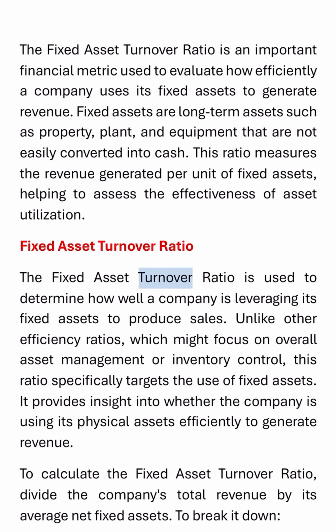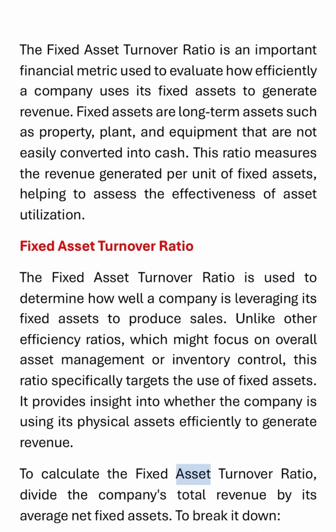The fixed asset turnover ratio is used to determine how well a company is leveraging its fixed assets to produce sales. Unlike other efficiency ratios, which might focus on overall asset management or inventory control, this ratio specifically targets the use of fixed assets. It provides insight into whether the company is using its physical assets efficiently to generate revenue.